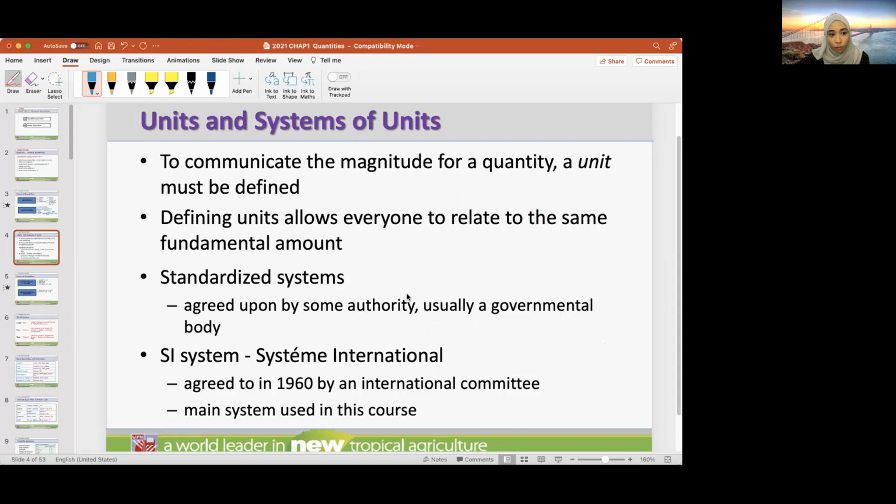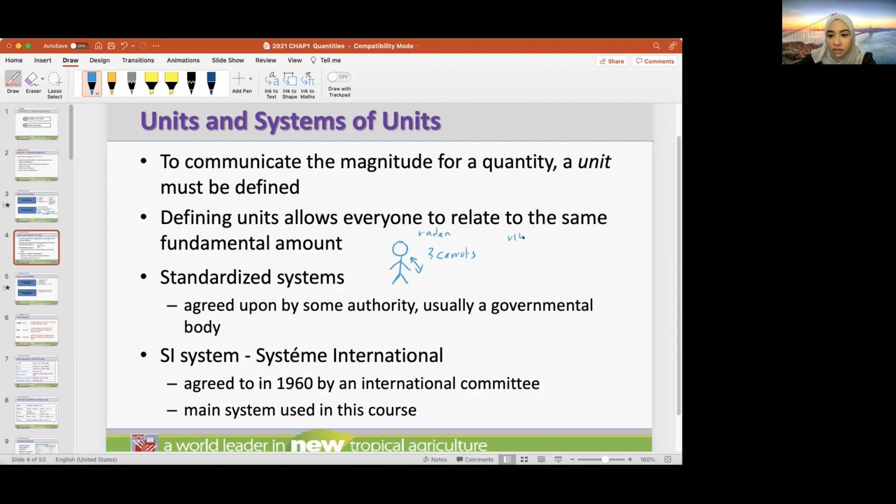Okay, so why are units and system of units very important? Because it is to communicate the magnitude of a quantity. Defining a unit allows everyone to relate to the same fundamental amount. Okay, for example, Radin says... why am I writing Radin's name? I want to draw a stick figure. So this is Radin. Sorry, Radin. So Radin said, okay, my arm is the length of 3 carrots. So he's saying that his arm is 3 carrots, right?